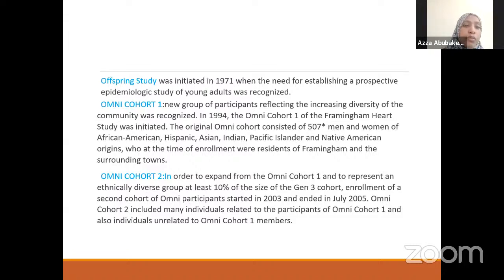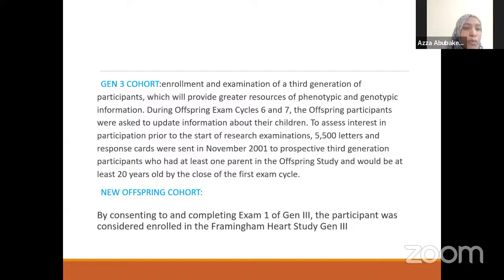So they included a more ethnically diverse group. They included many individuals related to the participants of the Omni Cohort 1, relatives of the Omni Cohort 1, and also individuals unrelated to those. The generation 3 cohort is the third generation of the original cohort. They had included their sons, and now they are including their grandchildren. The enrollment and examination of a third generation of participants will provide a greater resource of phenotypic and genotypic information.